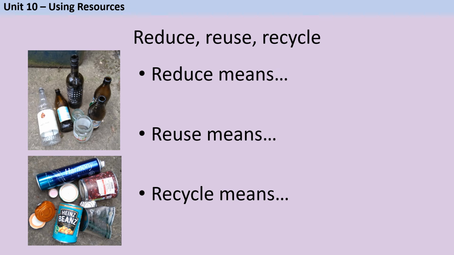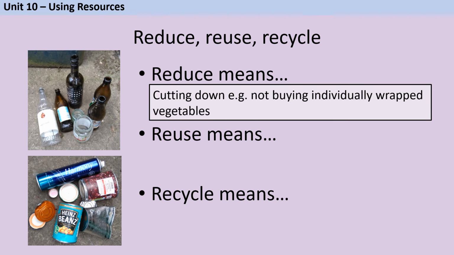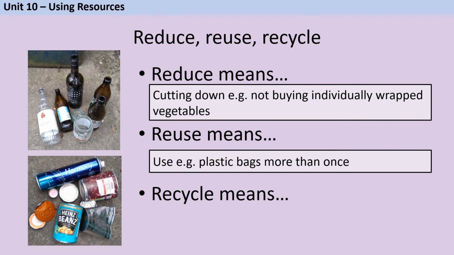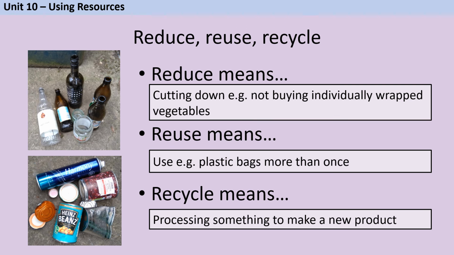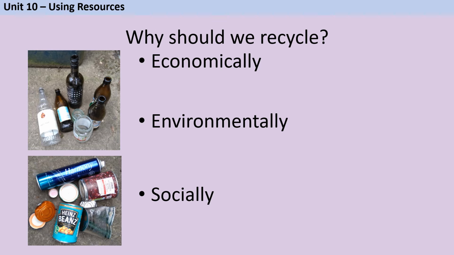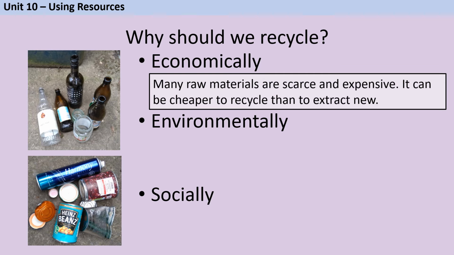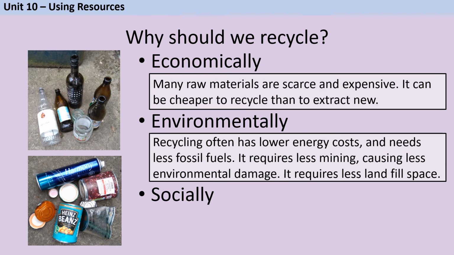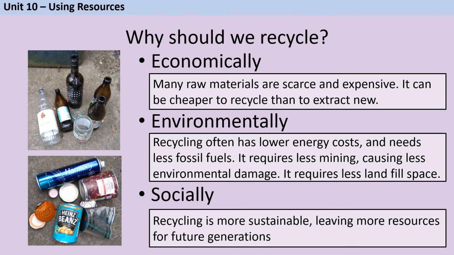We can increase the efficiency with which we use different materials in 3 key ways. We can reduce our usage by cutting down on how many raw materials we use. We can reuse things like plastic shopping bags, and also we can recycle things, which means processing them to make a new product. It's a good idea to recycle both for economic reasons, which are going to save us money, but also environmental reasons and socially because we're trying to be more sustainable and leave more resources for future generations.